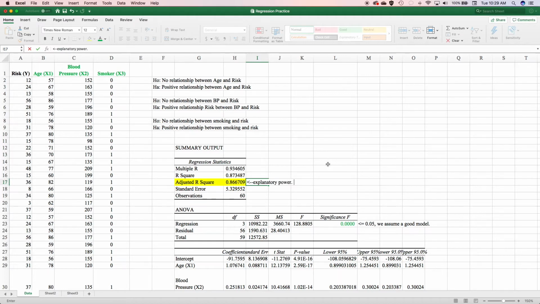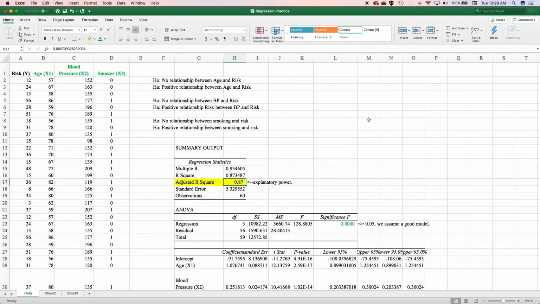That is, how much do these three together explain the risk? If we round this to the nearest 2 decimals, it becomes 0.87. That means these three together explain roughly 87% of the risk. So the age, the blood pressure, and whether or not a person smokes account for approximately 87% of the risk.